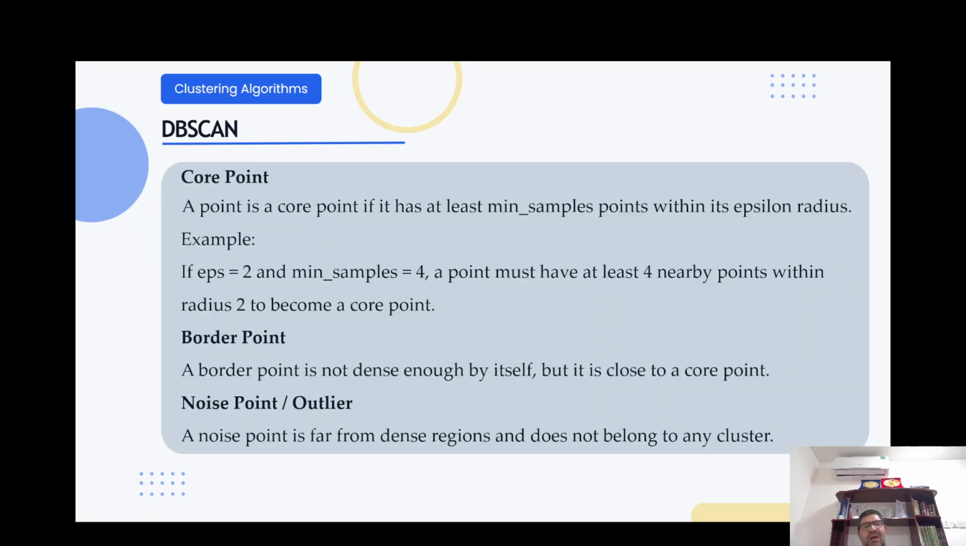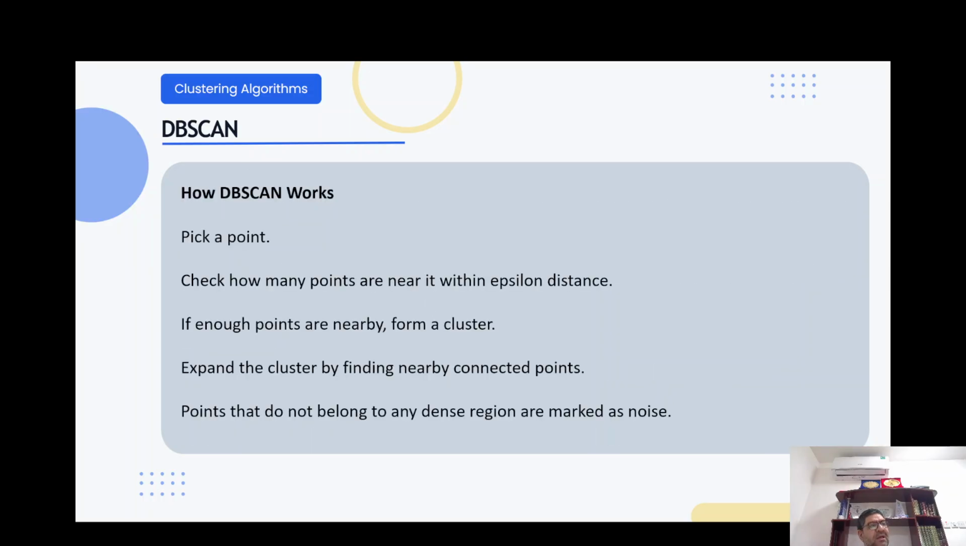A noise point, or the outlier, is the one that is far from the dense region and does not belong to any cluster. That is what a DBSCAN noise point is.